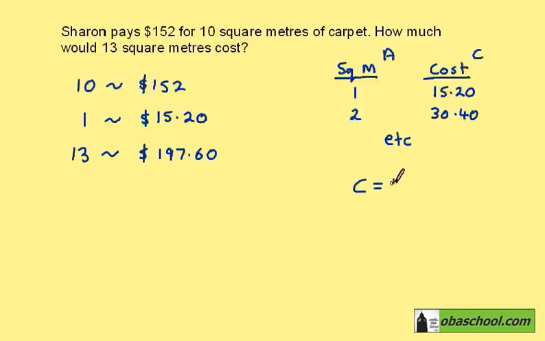C would be equal to 15.2 times A. This is a direct proportion formula with the constant of proportionality equal to 15.2.